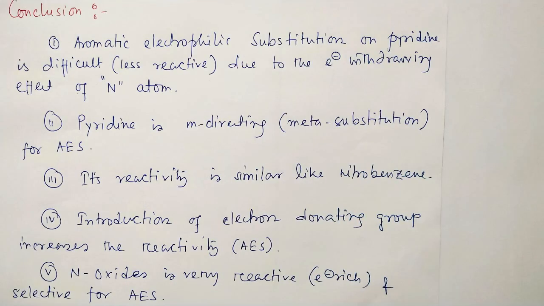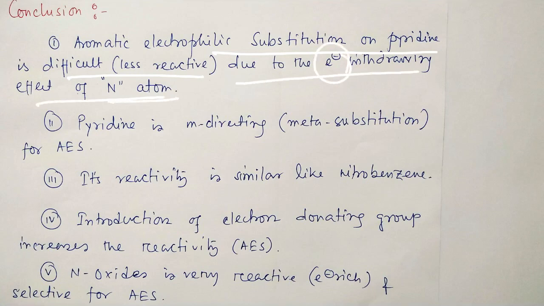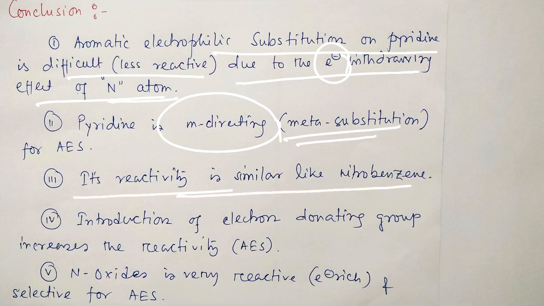So this is the overall discussion for activation of pyridine through plus R effect. In conclusion, what you have learned today: aromatic electrophilic substitution on pyridine is difficult because it is less reactive due to the electron-withdrawing effect of the nitrogen atom, and pyridine is actually meta-directing. It helps in meta-substitution, and its reactivity is similar to nitrobenzene, and that I have explained based on the canonical forms. Then Lewis acid-base adduct formation or protonation, second point. Introduction of an electron donating group increases the reactivity on EAS. We have discussed plus I effect as well as plus R effect.